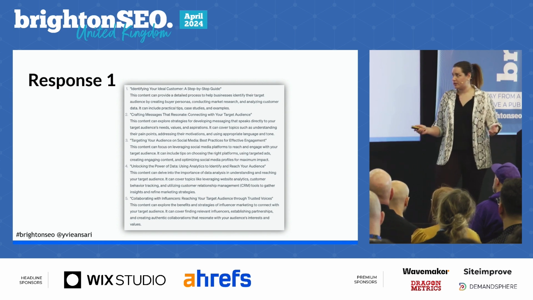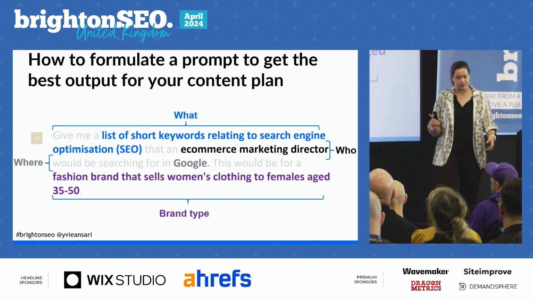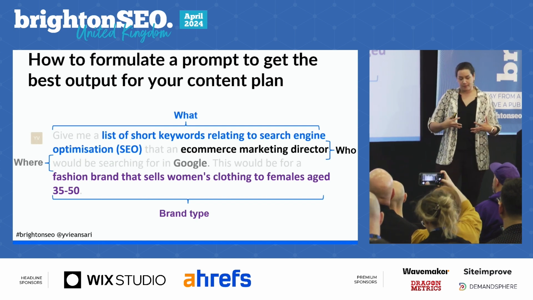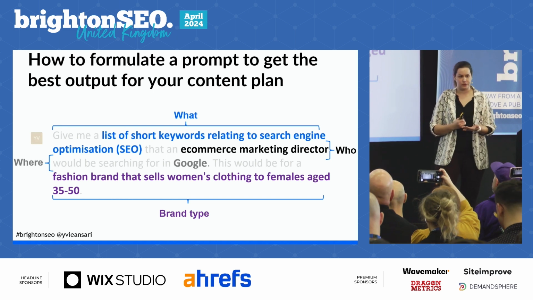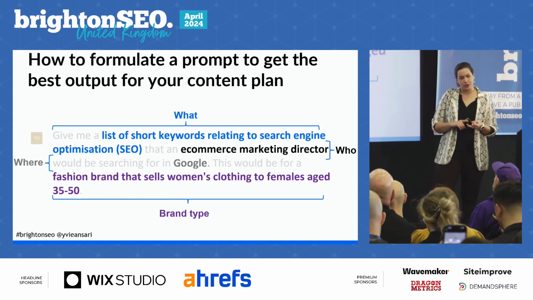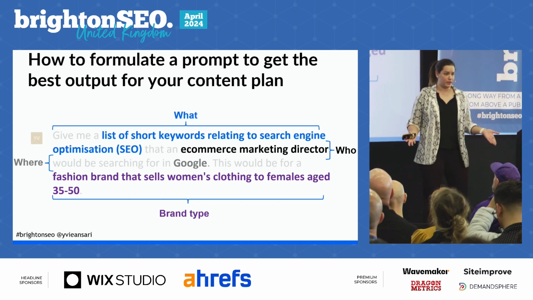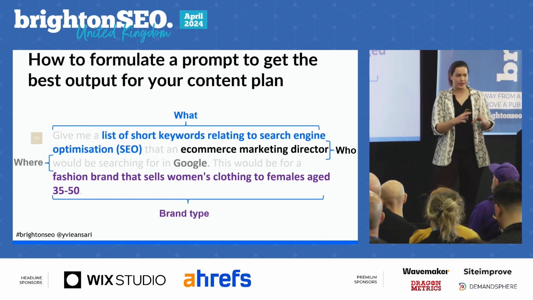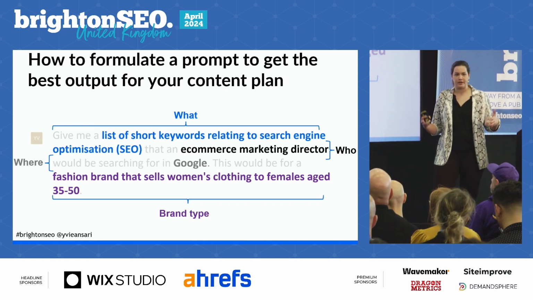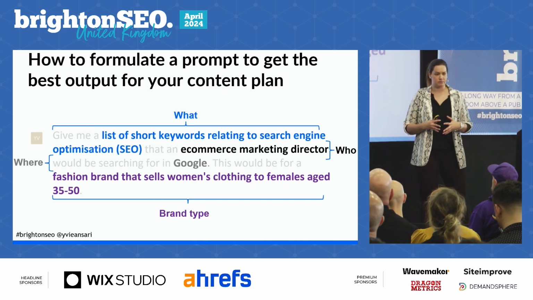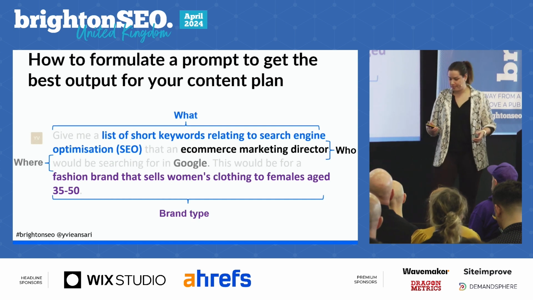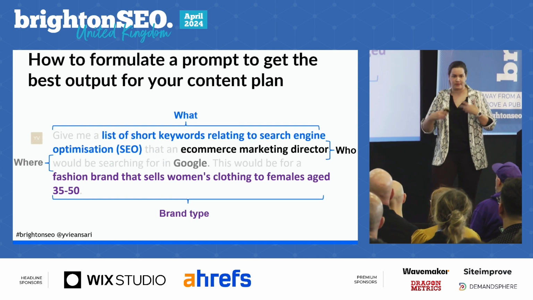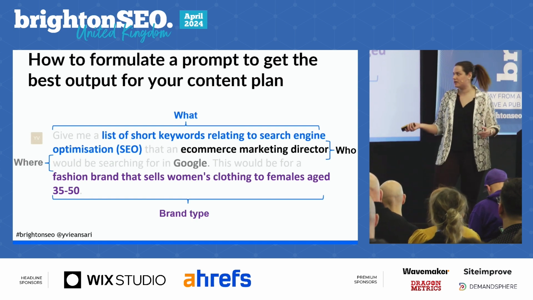So therefore, when it comes to prompting, it's really important to do something much more specific. You're going to want to give the engine something that has more information. So I tend to say, think about what, who, where, and then also the brand type. So what is it that you're looking for? Who are you targeting? Where do they find their information? And what kind of brand is it that this person works for, essentially? You're not always going to include all of this information in your prompting, but that's an example of something that would just be a bit more specific.